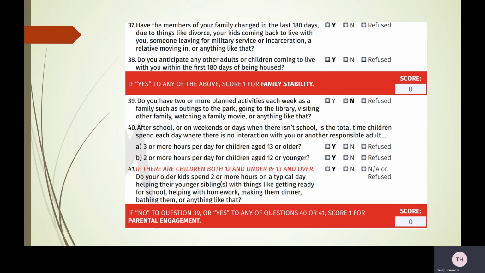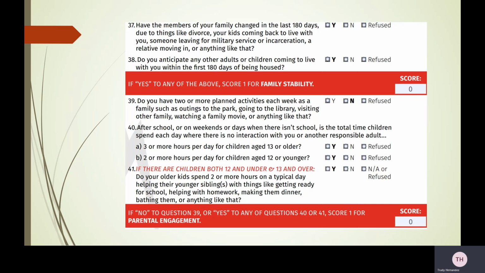37, have the members of your family changed in the last 180 days due to things like divorce, your kids coming back to live with you, someone leaving for military service or incarceration, a relative moving in, or anything like that? So that's really looking at, did the composition of the family change at any point? And then 38, do you anticipate any other adults or children coming to live with you within the first 180 days of being housed? So if they say yes, they would score a 1 for family stability.